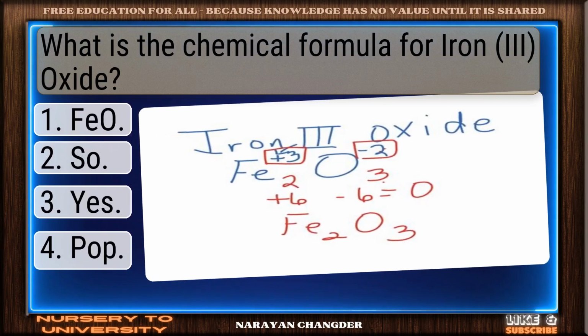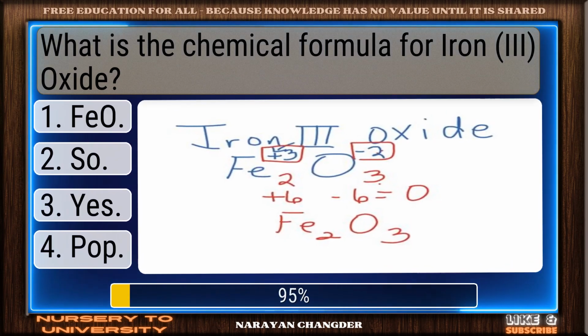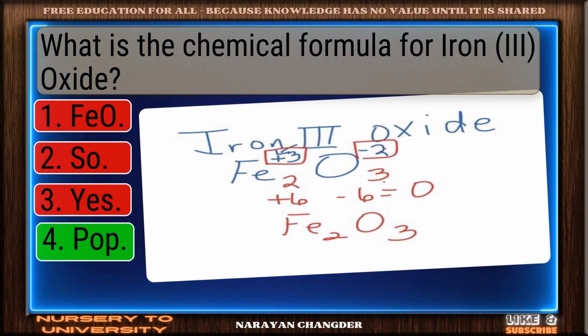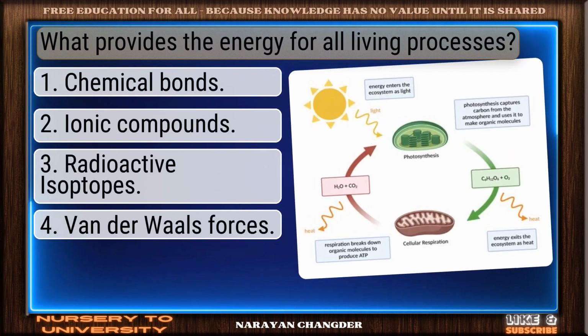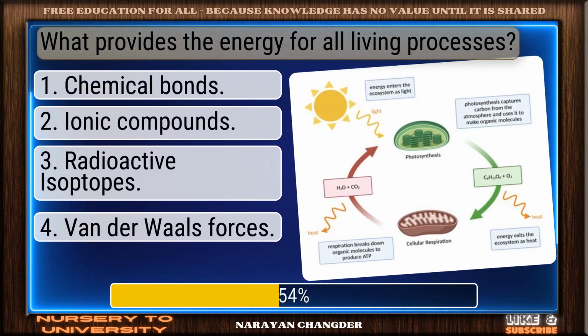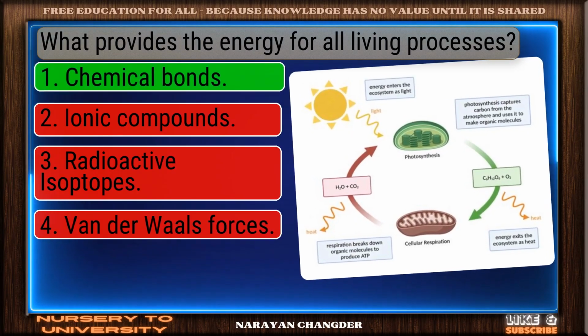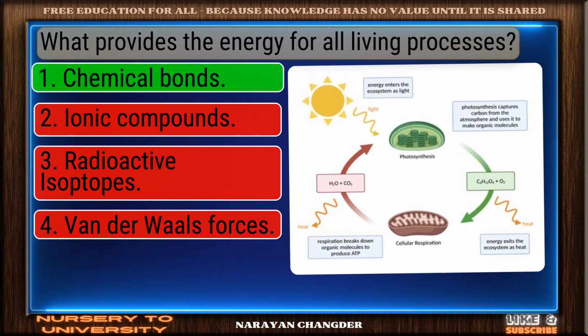What is the chemical formula for iron oxide? Correct response. Fe2O3 is the most accurate answer. What provides the energy for all living processes? Well picked. Chemical bonds is the correct answer.